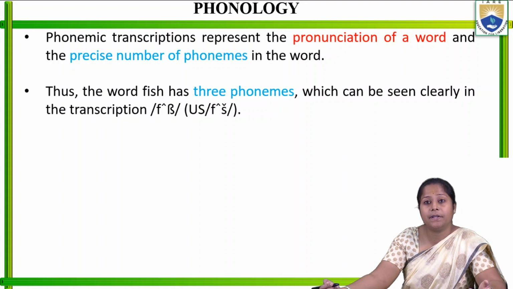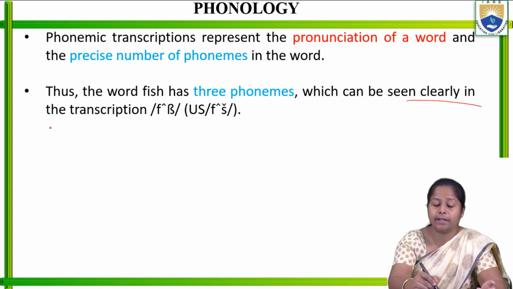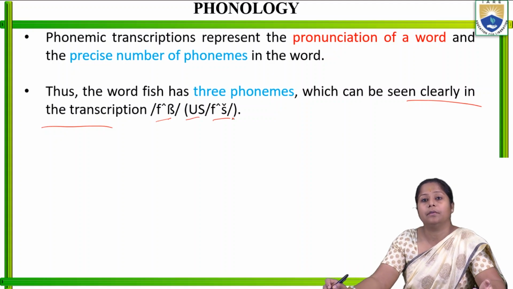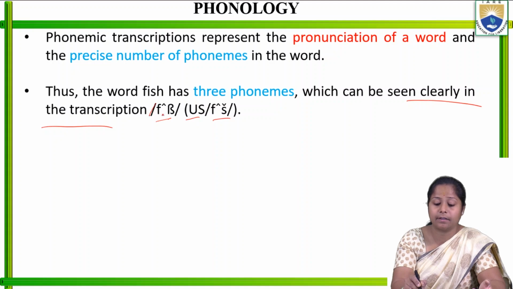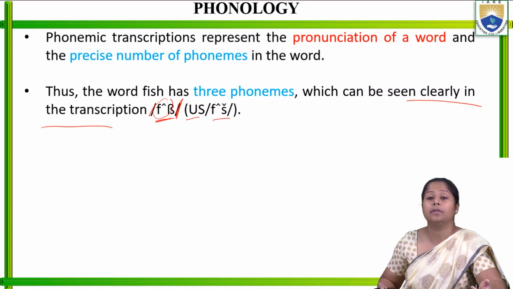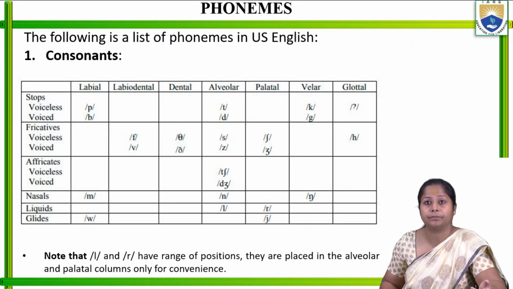Thus, the word fish has 3 phonemes, which can be seen clearly in the transcription. Those are this, this, and this. Each phoneme is written between slashes: one slash, then some alphabet symbols for the phoneme, and then again a slash. That is called one phoneme. Likewise, the word fish has been rendered into 3 phonemes. Right, so this is the phonology of this particular word.